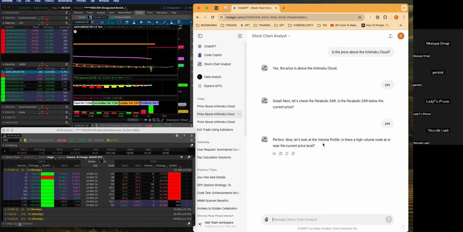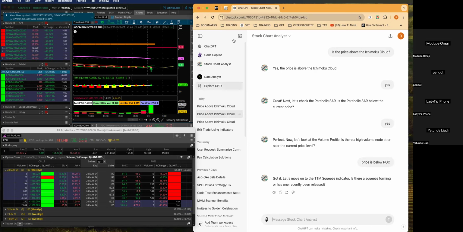Perfect. Now let's look at the volume profile. Is there a high value node at or near the current price? The high value node, or the point of control, is right here. So it's not near it. So you say price is below POC, and see the response it gives you.